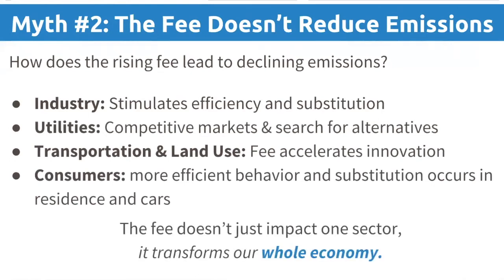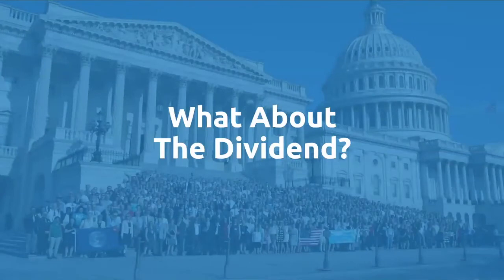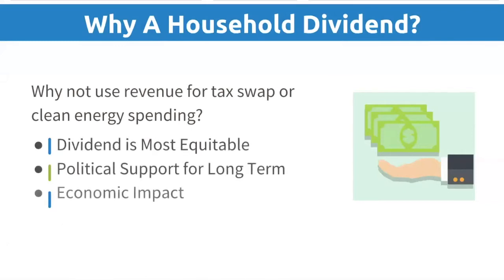Now, what about the dividend? Let's move to the second leg of CCL's policy, the dividend, or the household dividend, or carbon dividend, as it's sometimes called. Why a household dividend? It's equitable and protects low and middle income households. People will like it and lobby for a continued fee and dividend, and it pumps money into the economy at the consumer level.